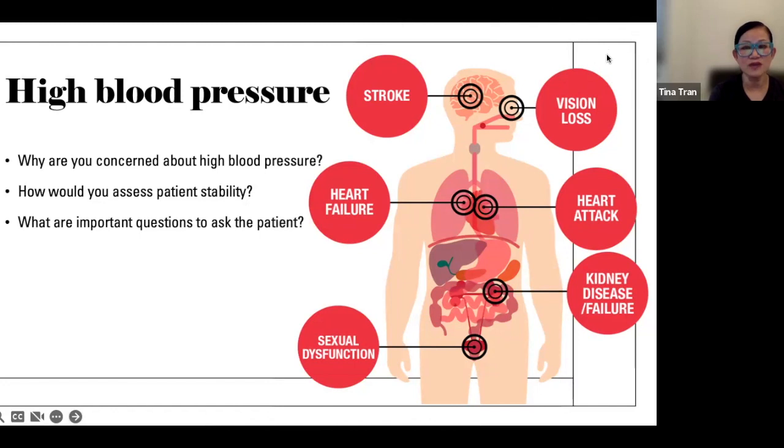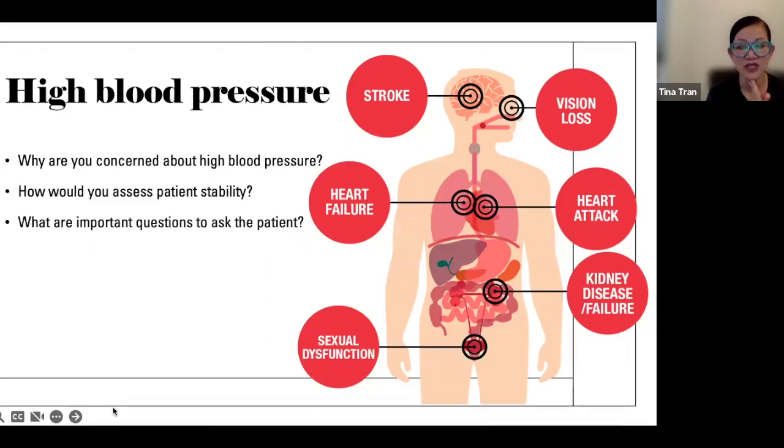So you're concerned about the end organs. The pressure can cause stroke, can eventually cause heart failure, issues with vision, a heart attack, kidney disease, and other end organ diseases. So maintaining the patient's blood pressure or helping them to lower their blood pressure in a range that doesn't cause end organ damage is valuable.